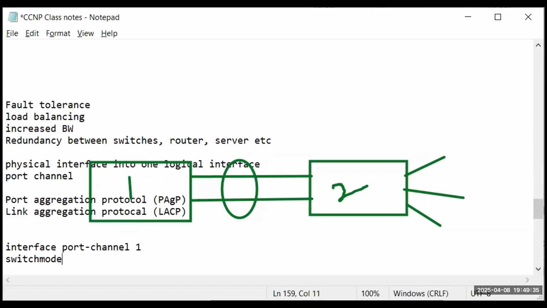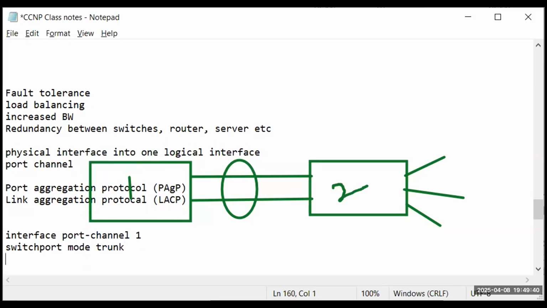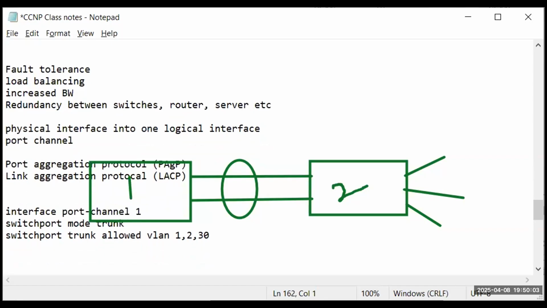Switchport mode trunk, then switchport trunk allowed VLAN 1 to 20, 30, any number of VLANs which you want to allow. This is on the virtual, logical port that you are creating. Now comes the physical interfaces. This interface is FastEthernet 0/1 and this interface is FastEthernet 0/2. Now we want to combine these two interfaces.